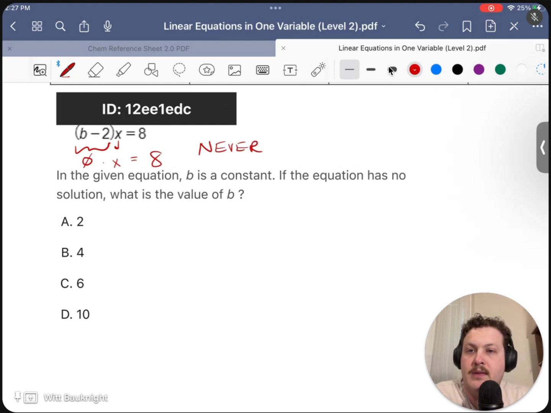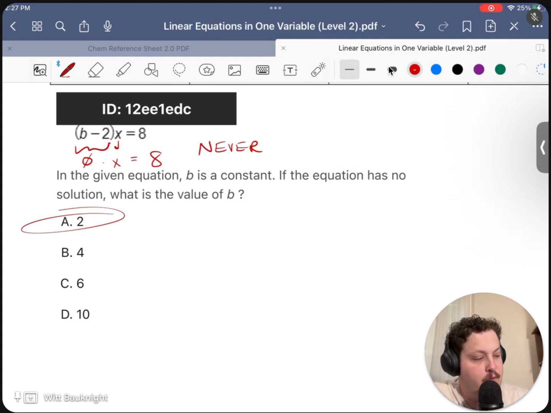So if that parentheses out front was equal to a 0, we would definitely not be able to figure out what x equals. So therefore, that's what that symbol means. Therefore, b minus 2 will equal 0. B equals 2.